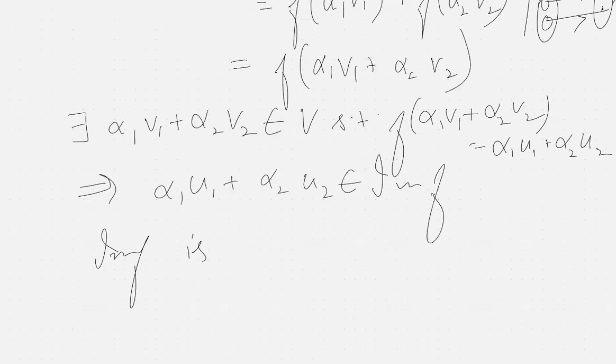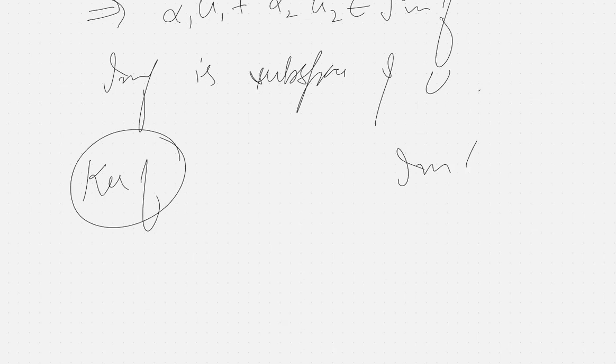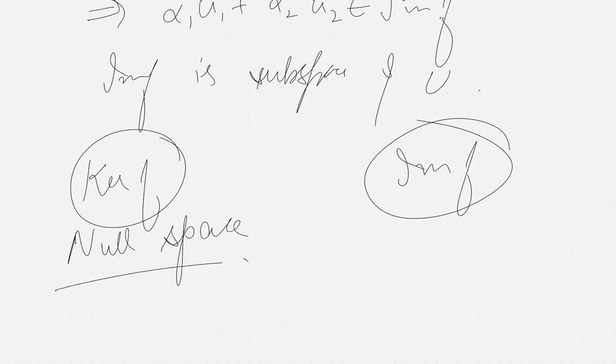That's it. So now one more thing. For the kernel f, we did two types of sets. One was kernel f and the other was image f. Kernel f is also sometimes called the null space. Never confuse, null space of f. It is written as N of f, and image f is called the range space of f. Range space of f, and yes, it is denoted by capital R of f.